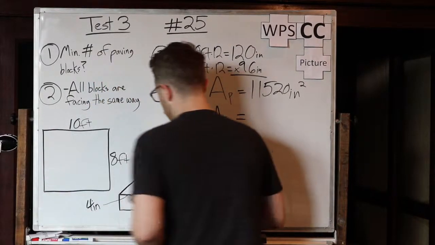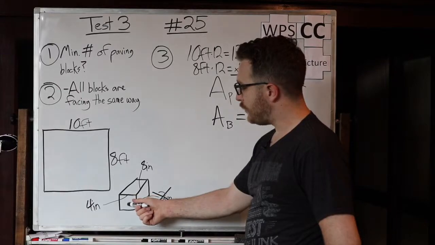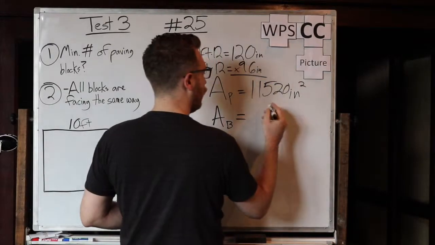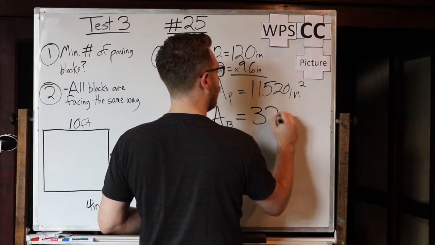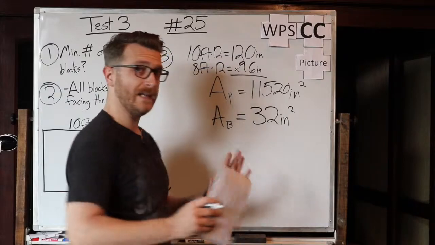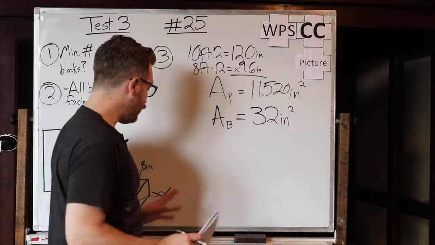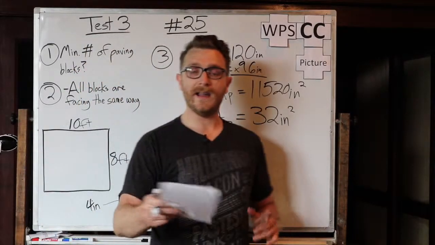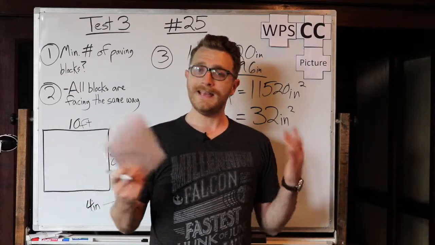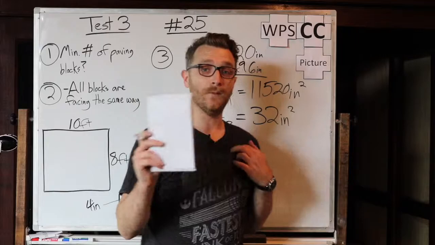Now I'm going to do another area here, the area of each brick. If I look at each brick, it will be 4 inches by 8. Multiplying these together, you can throw that in your calculator if you're not seeing it already. That is 32 inches squared. So great. I have the area of each individual block and the area of the entire place that's going to be paved. Now I have to just figure out how many I will need.